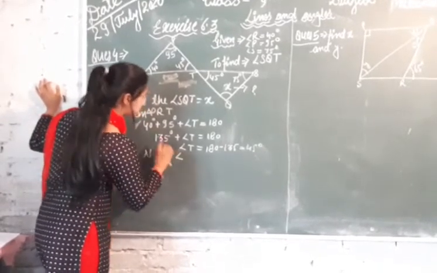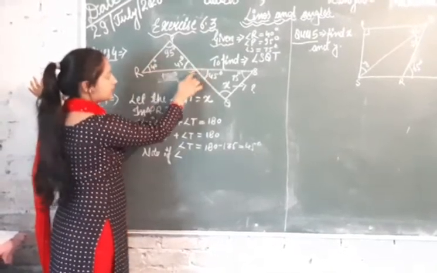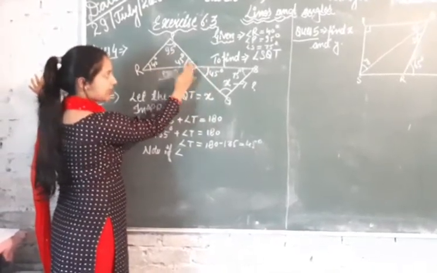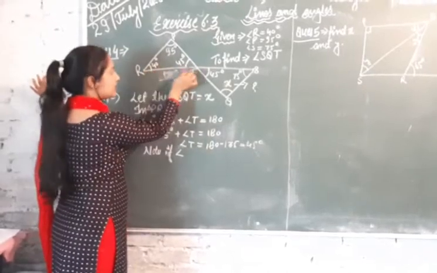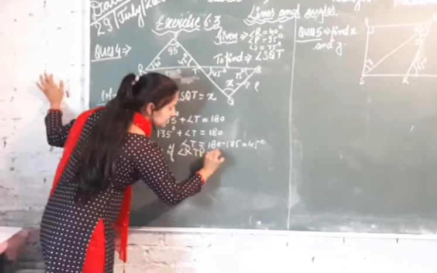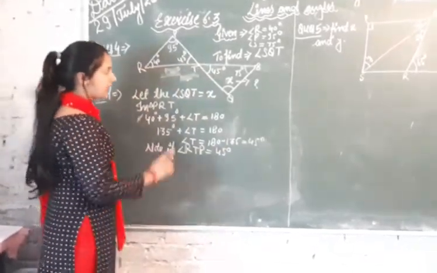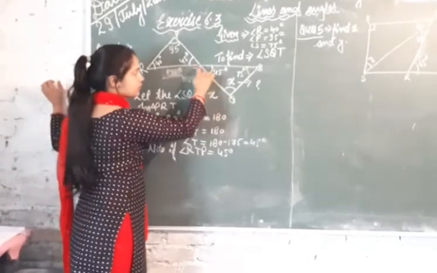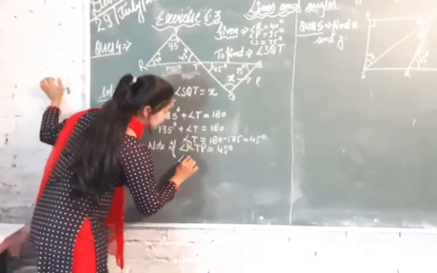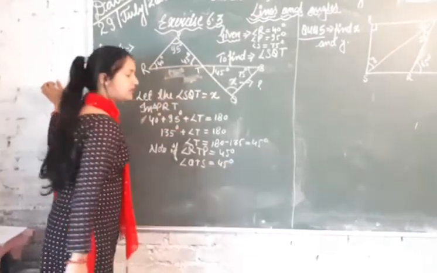Now we cannot write it T. ठीक है, T क्यों नहीं लिख सकते? Because we have to write T itself. ये वाला एंगल भी T है and ये वाला एंगल भी T है. So we have to write it RTP. This angle RTP is equal to 45 degree. अगर आपका RTP एंगल कितना है? 45 डिग्री है. Then this angle QTS should also be equal to 45 degree.